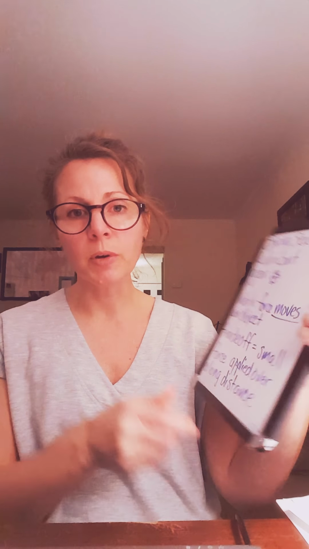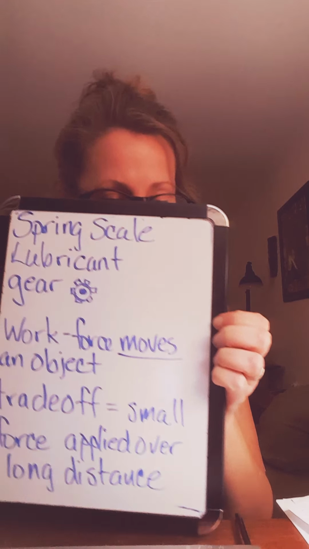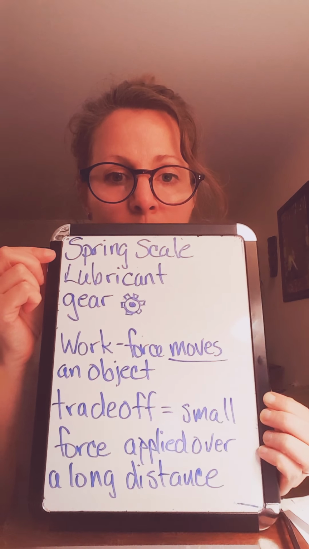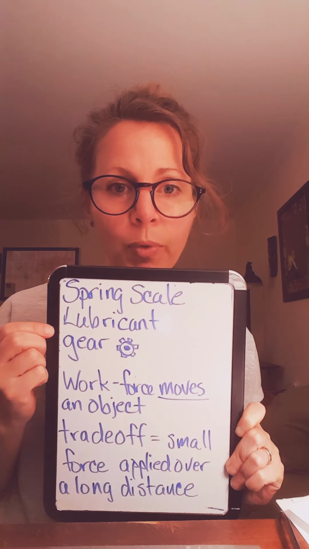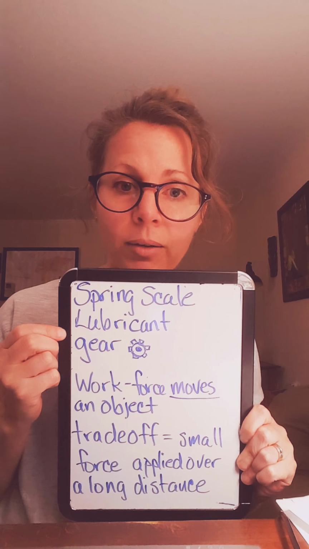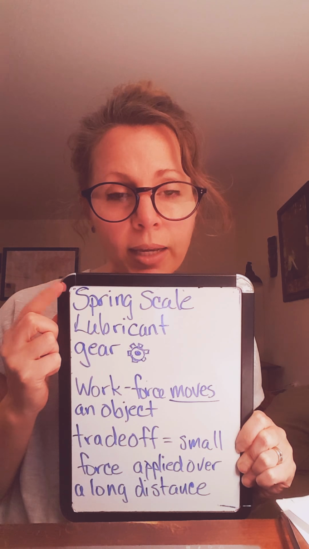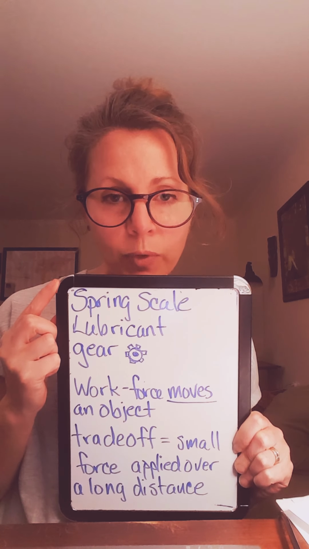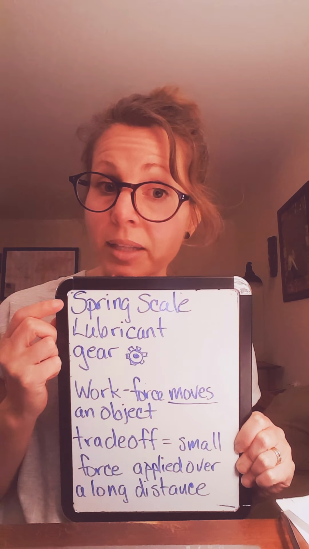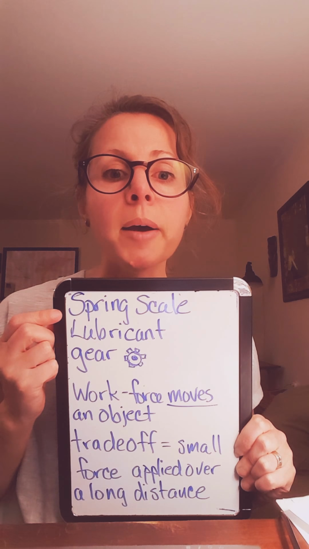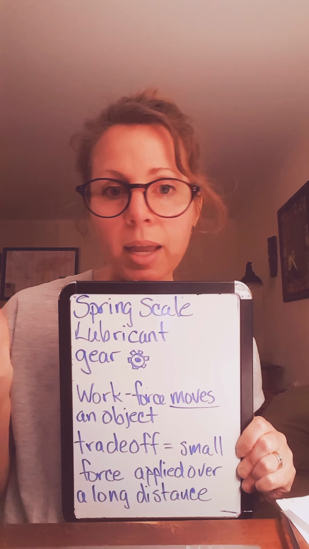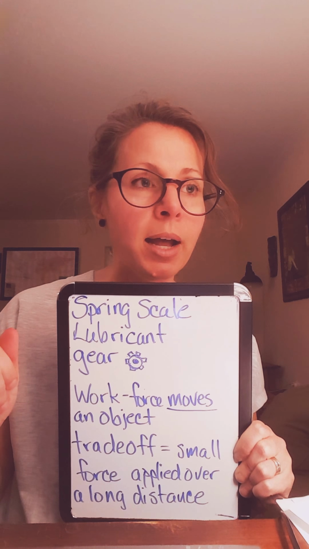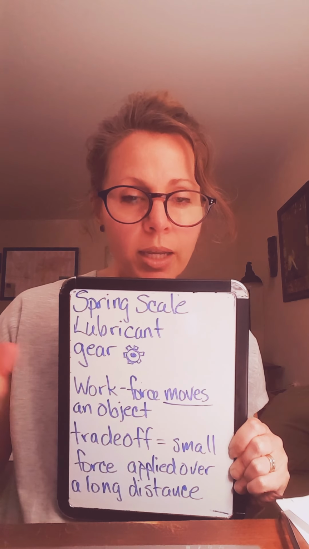I put together some terms that I want you to focus on. You should, in your notebook over last week, have put a definition for spring scale and lubricant. If you haven't, then please do that now. The spring scale is a tool we use to measure force, and there's a video in the science playlist if you want to review what a spring scale is. It's not a bad idea. Lubricant is just a material used to cut down on friction between two moving objects, like oil. Its purpose is to cut down on friction.